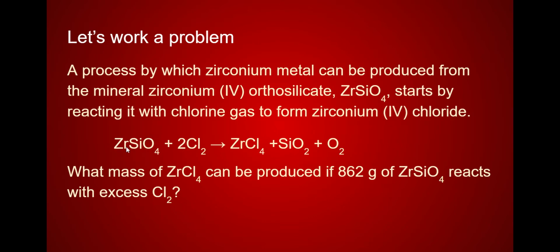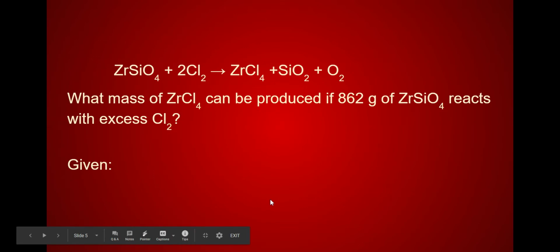All right, so here's the equation: zirconium-4 orthosilicate plus 2 chlorine gas goes to zirconium-4 chloride plus silicon dioxide plus oxygen. So what mass of zirconium-4 chloride can be produced if 862 grams of zirconium-4 orthosilicate reacts with excess chlorine?